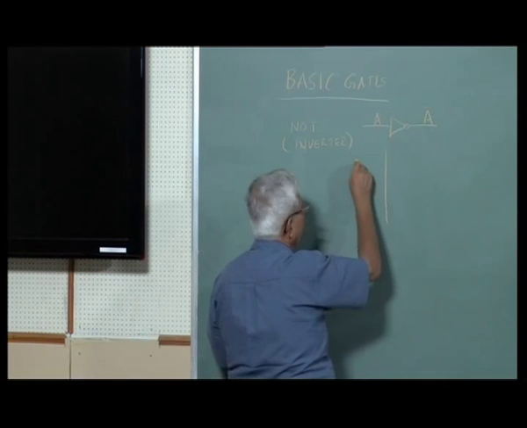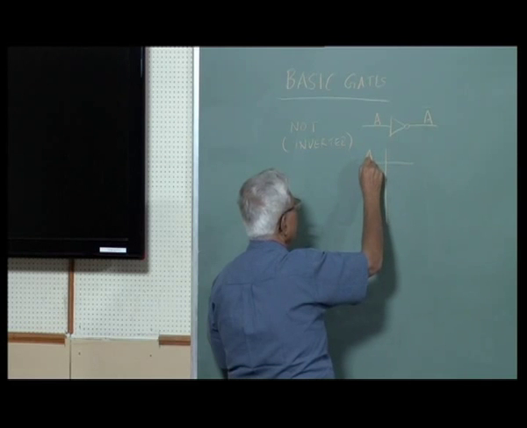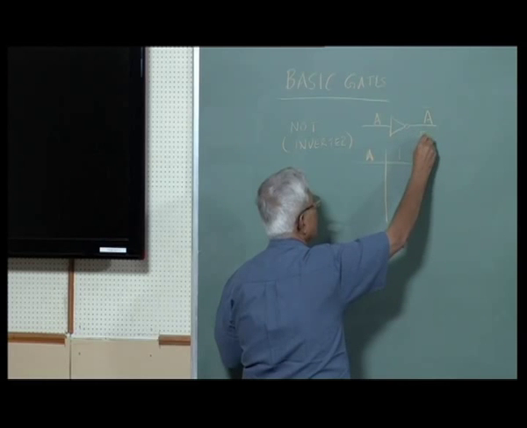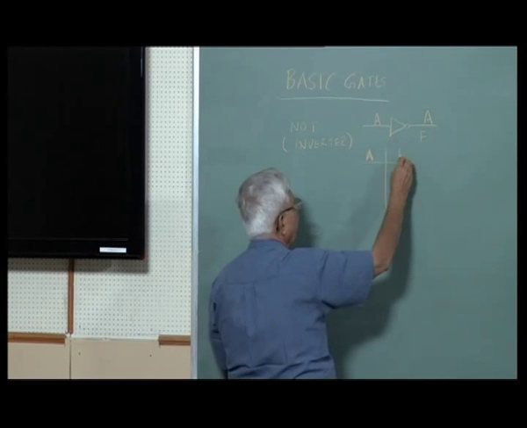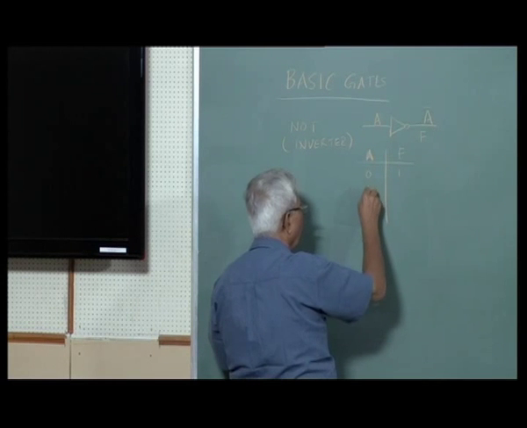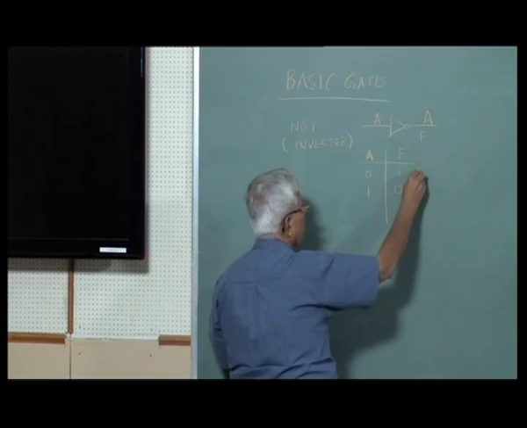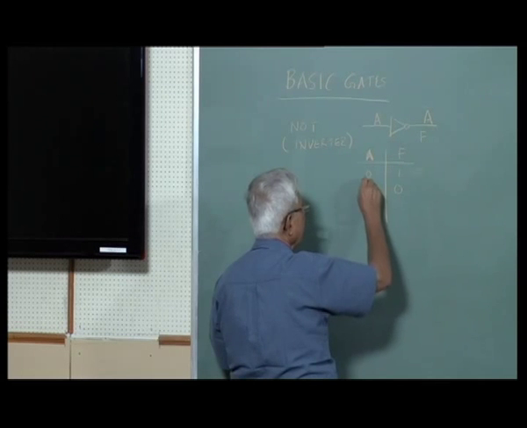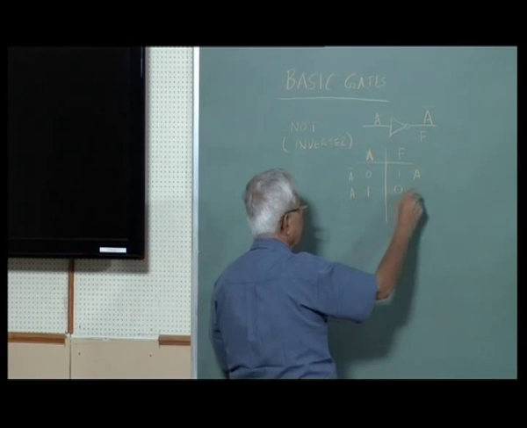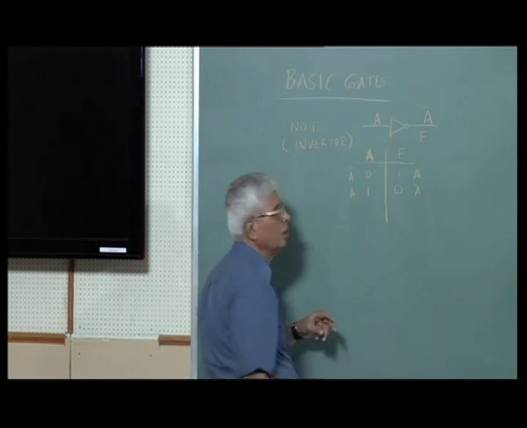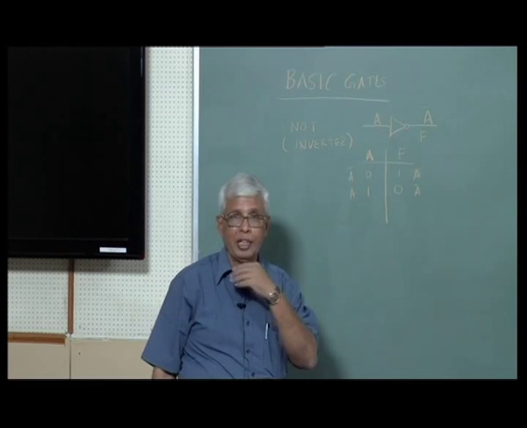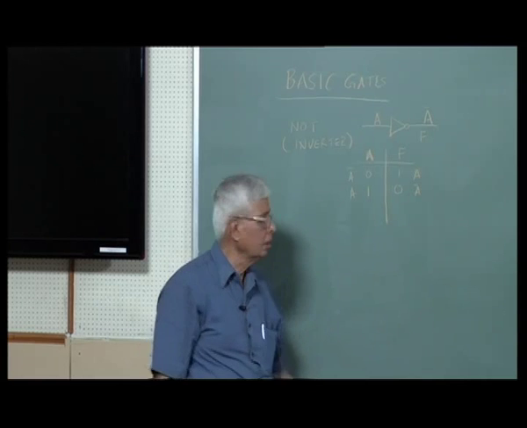Means if A is 0, A bar is 1. So the truth table they call it. Inverter truth table. F is the output. If input is A, output F is, if it is 0, it is 1, if 1 it is 0. Or A bar. This is A, this is A bar. This is the simplest of gates, you need it. Many times you want to invert the signals.